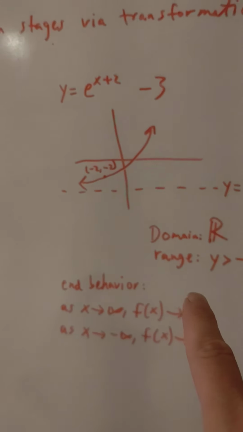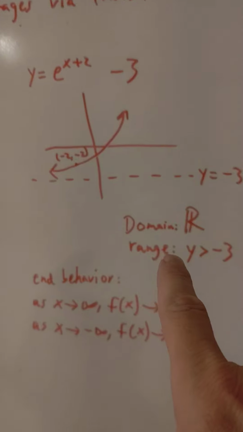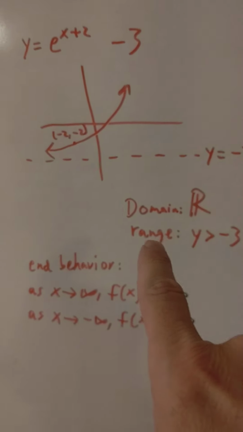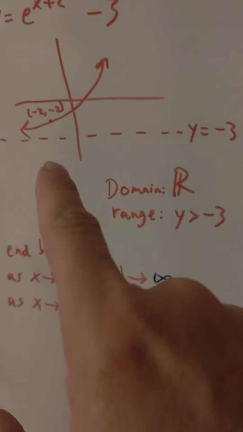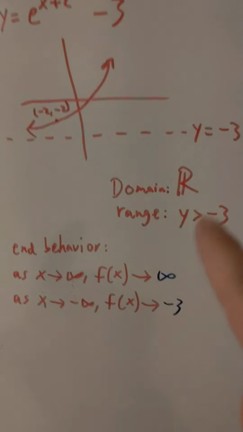What's the domain of this final graph? Well, the domain of any exponential function, even if it has transformations being applied to it, is always going to be all real numbers. And you can tell this graph will cover the entire x-axis.